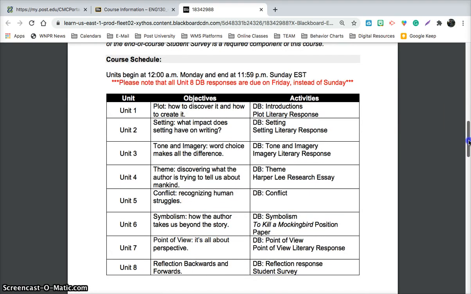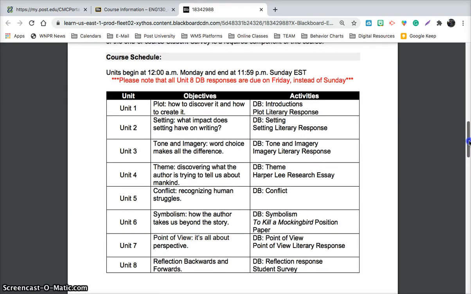So on this document, there is a course schedule as well. Units begin at 12 o'clock a.m. Monday of every week and end at 11:59 p.m. every Sunday. Please note that all Unit 8 discussion board responses are due on Friday instead of Sunday. So that is towards the end of the unit.